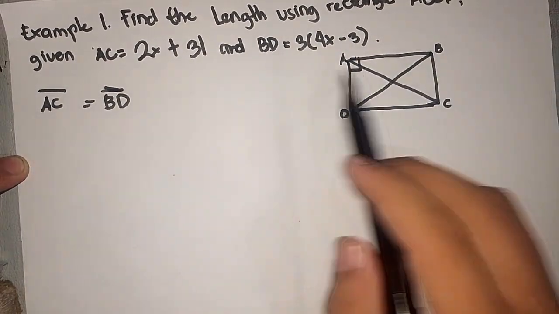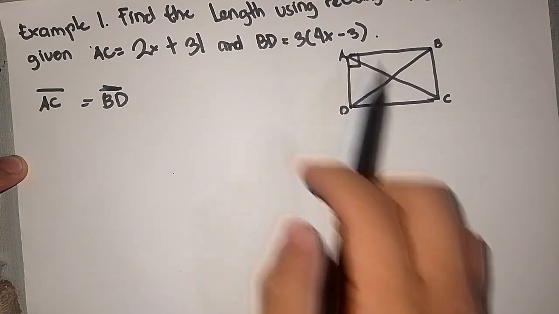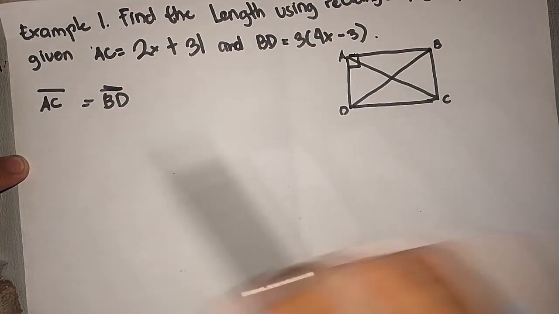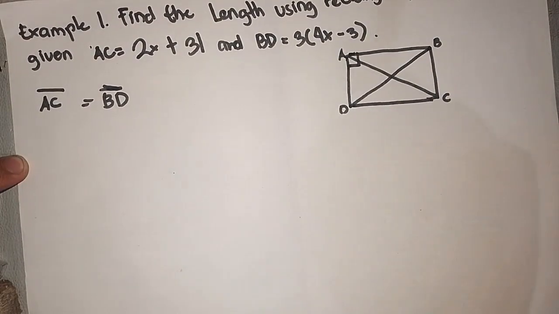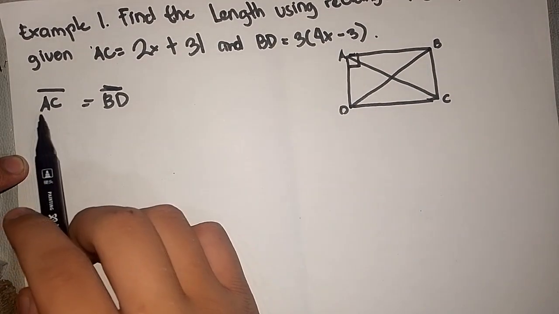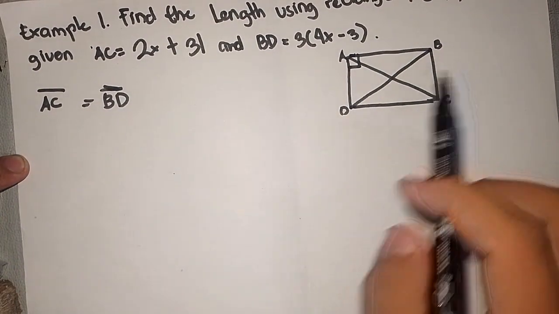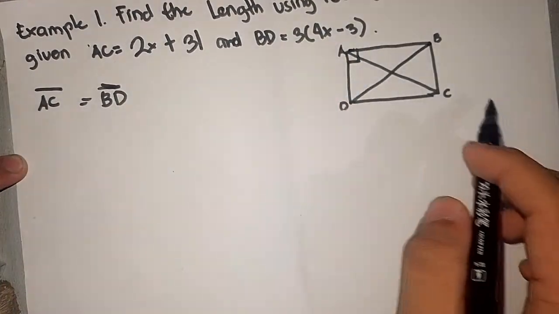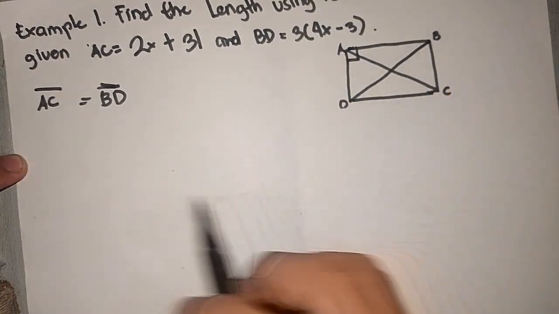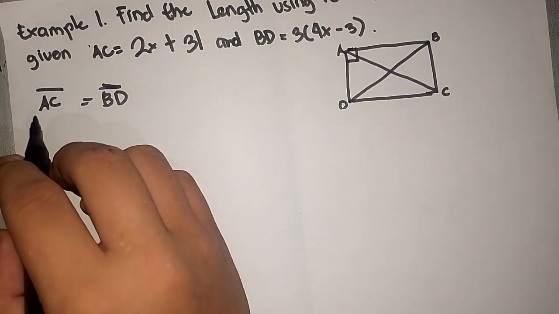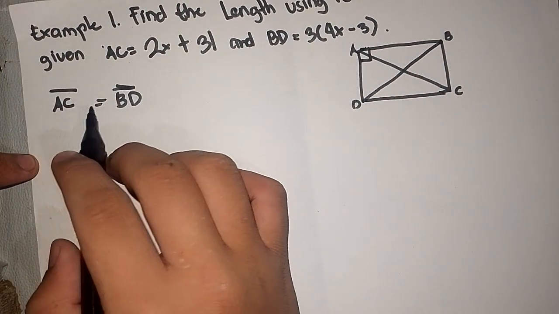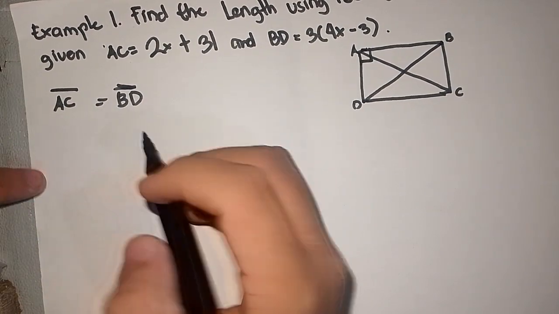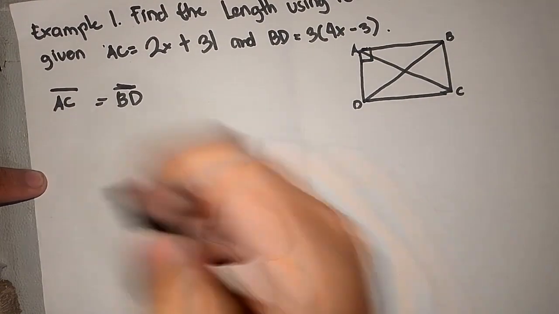AC and BD are diagonals, so they should be congruent. Based on theorem 2, the diagonals of a rectangle are congruent. So diagonal AC and diagonal BD should be congruent: AC is equal to BD. So let's substitute.